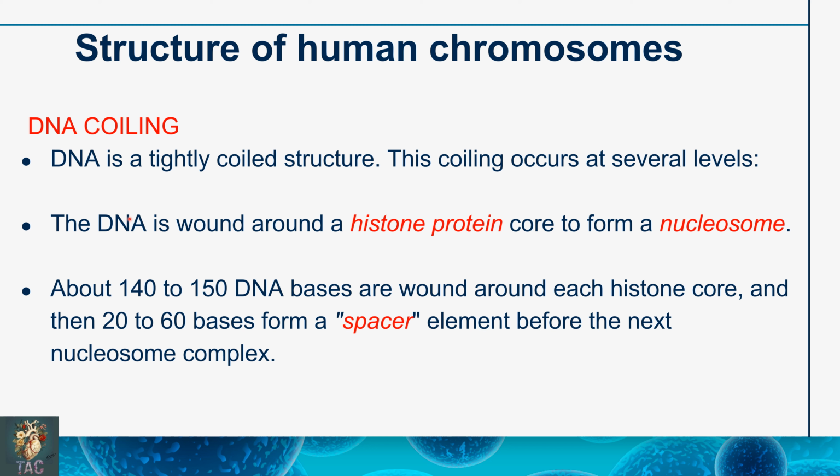DNA is a tightly coiled structure, and this coiling occurs at several levels. DNA is wound around a histone protein core to form the nucleosome, as I have already shown you. About 140 to 150 DNA bases are wound around each histone core, and then 20 to 60 bases form a spacer element before the next nucleosome.